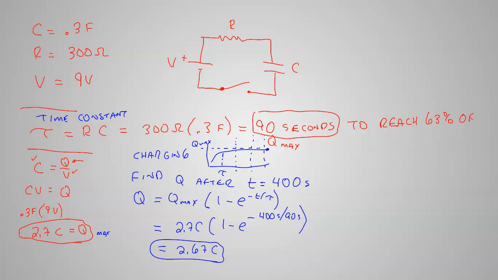All right, so when I discharge this thing, the only real difference is I've got a different formula. Discharge. Maybe we charged it up to 2.67 coulombs. So I'm going to put Q naught, Q initial, equals 2.67. I charge it up for 400 seconds.